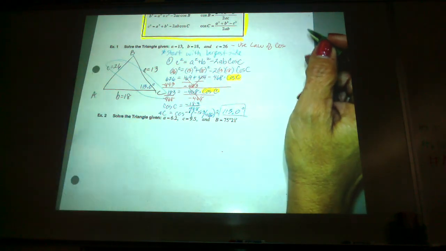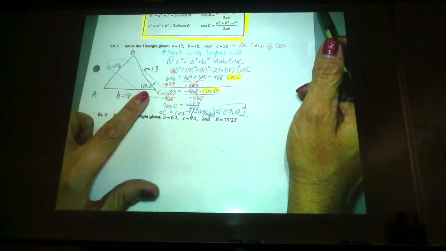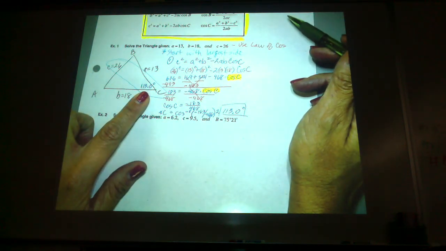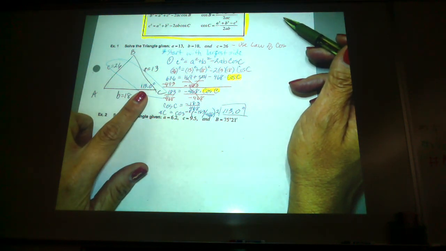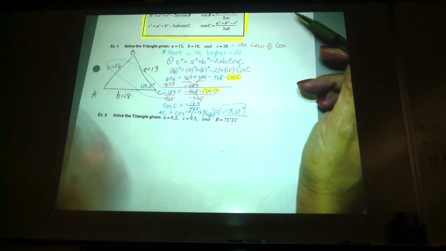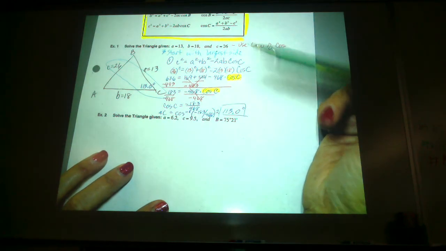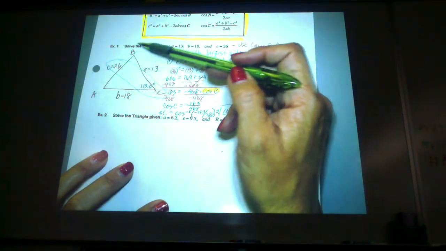B. One of the reasons why I suggest that you start with your largest side is when you do the law of sines, you really don't want to be doing the law of sines with an obtuse angle because it could create some difficulties for you. So avoid that at all costs. And so now I'm going to look at B, and I'm going to work with B first.